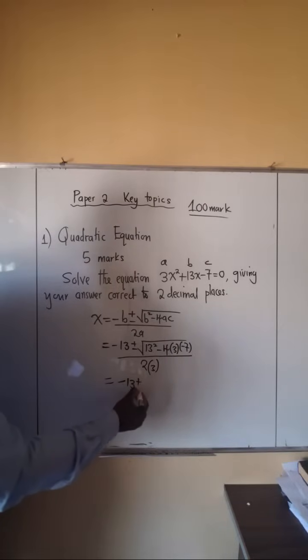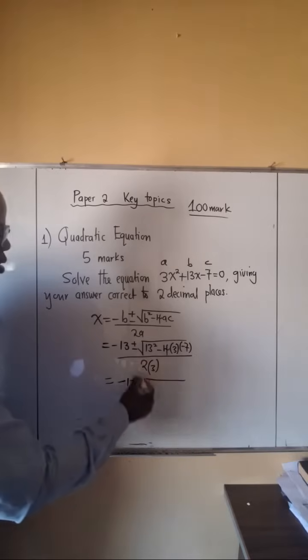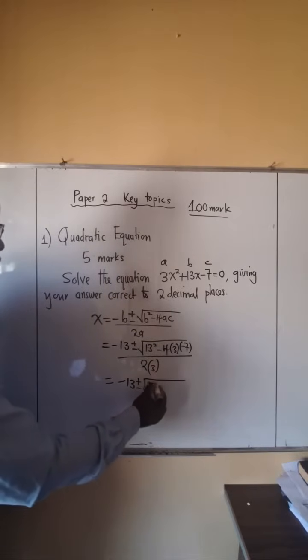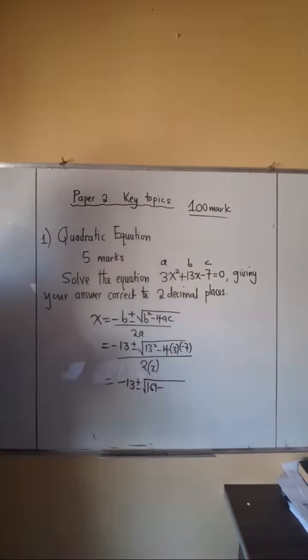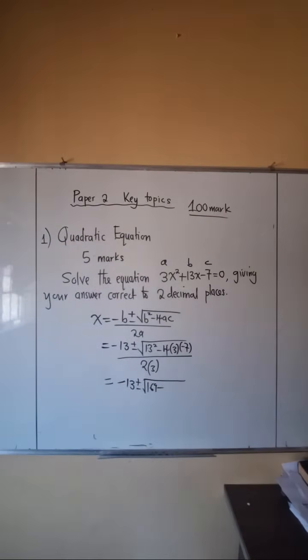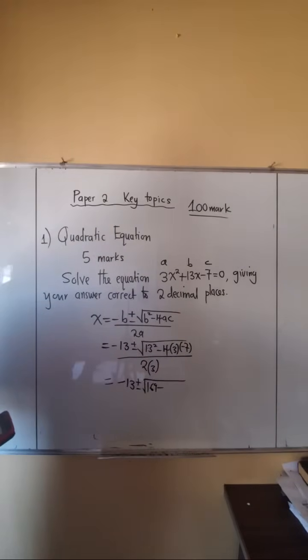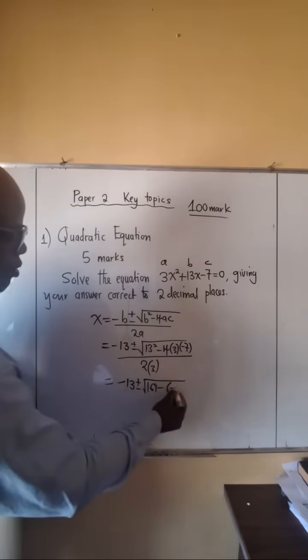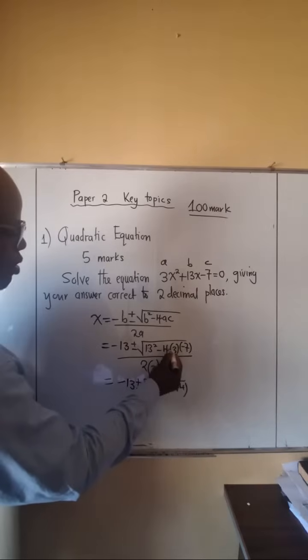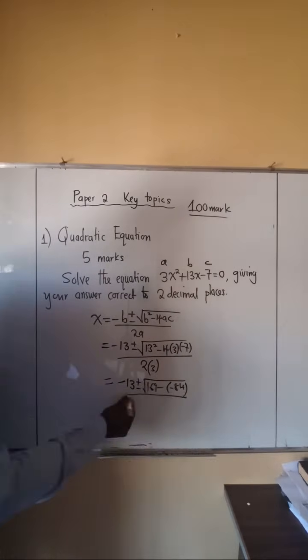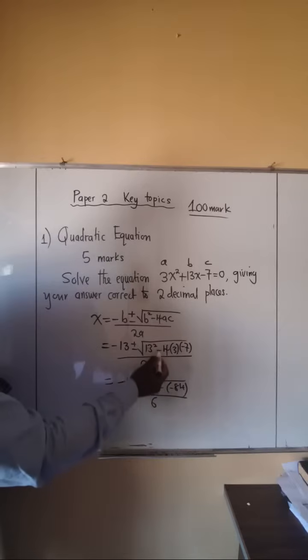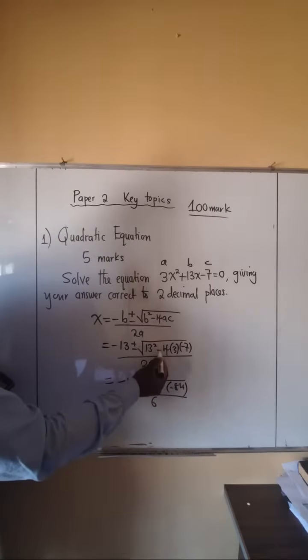Negative 13 plus or minus. Here it's 169 minus. You work out what is inside the brackets there. So that is 3 times 4 times 3. That's a 12 times negative 7. That's 84. So we're getting a negative 84, for this times this times this. Remember to put it inside the brackets because you've got a negative sign here.